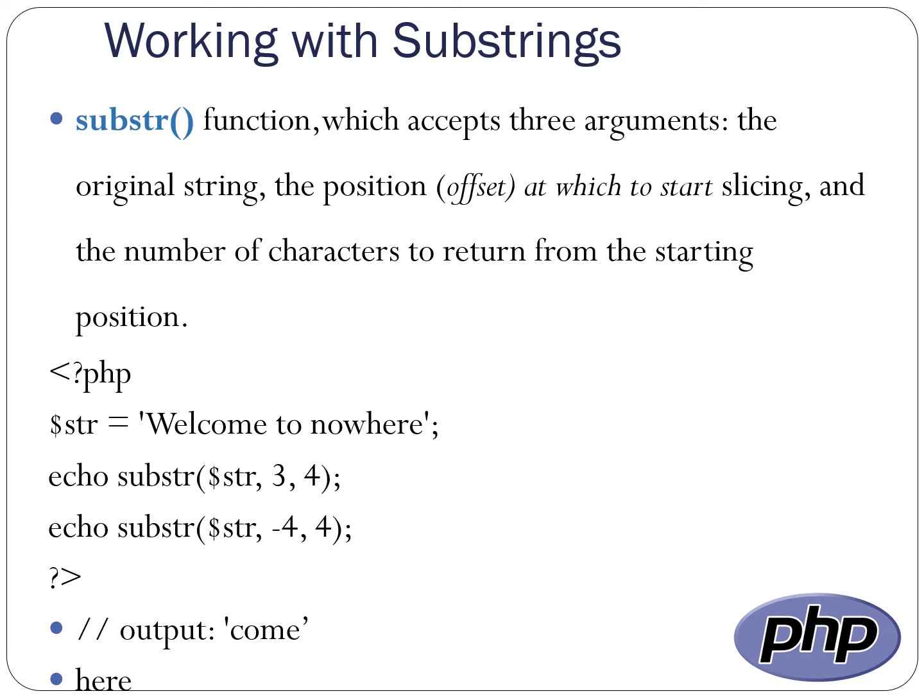So it will take 3 arguments. The first argument is the original string value. The second argument is the position where slicing starts. And the third argument is the number of characters to be extracted.